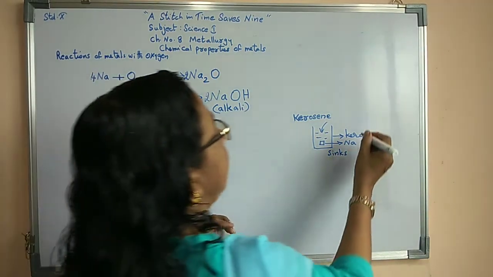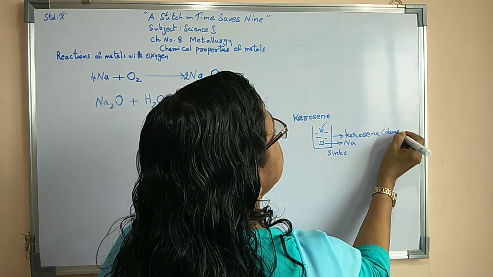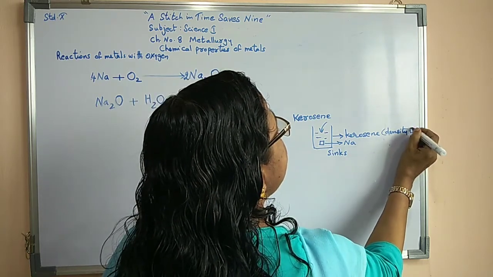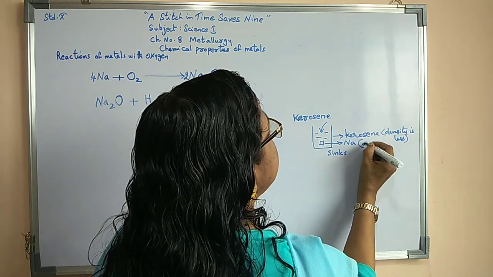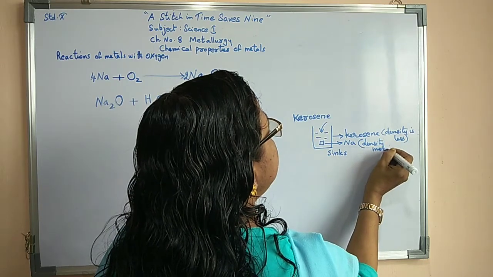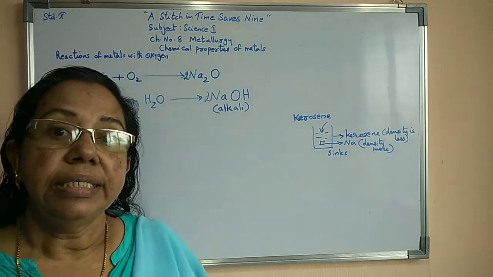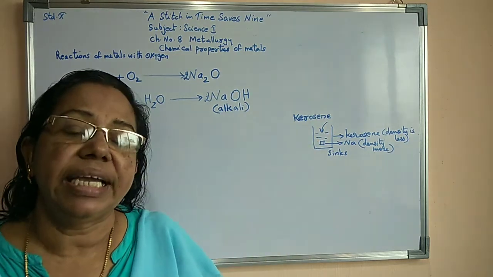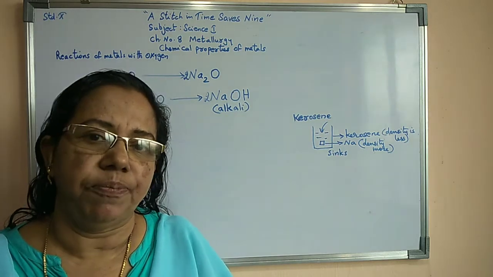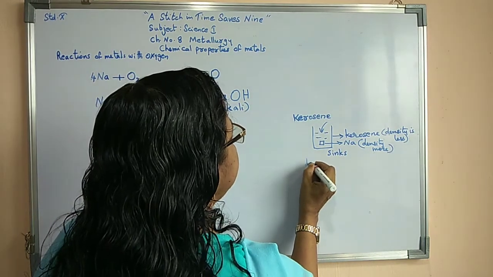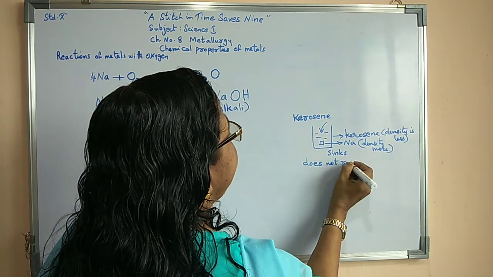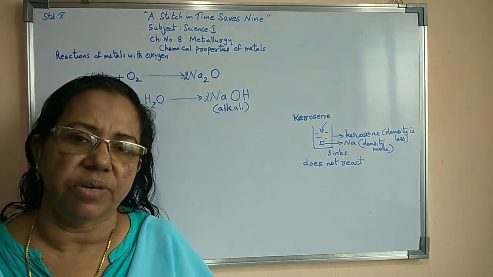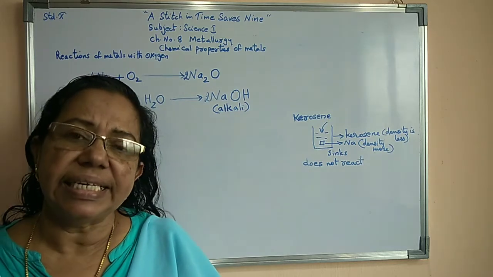Why? Because in comparison, kerosene's density is less. Already I have written here kerosene, so its density is less. But at the same time sodium's density is more. As a result of it, sodium sinks in kerosene. Second thing, once it sinks inside the kerosene, that sodium does not get any touch with the oxygen. One thing. Second thing, it does not react. That means sodium does not react with the kerosene. Two specialities are there. First speciality, sodium does not react with the kerosene. Second thing, sodium sinks in kerosene.